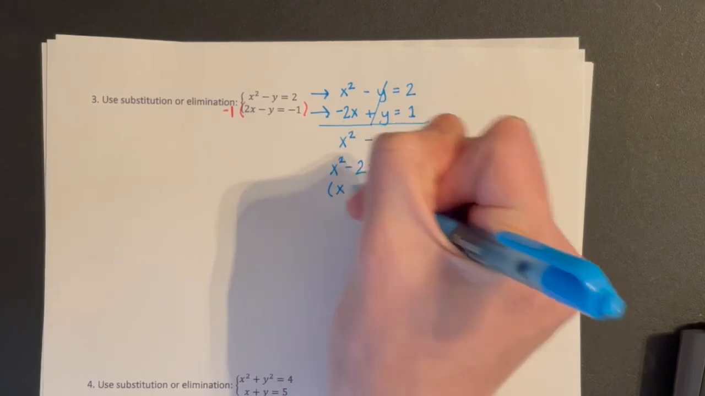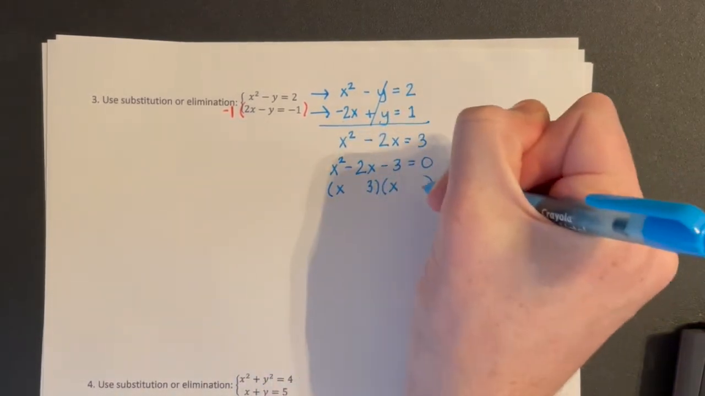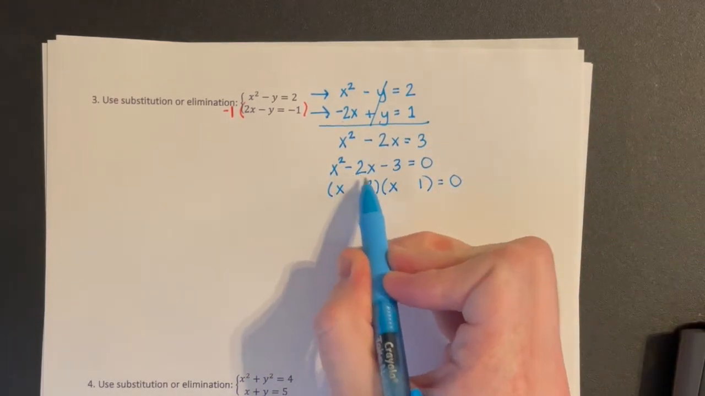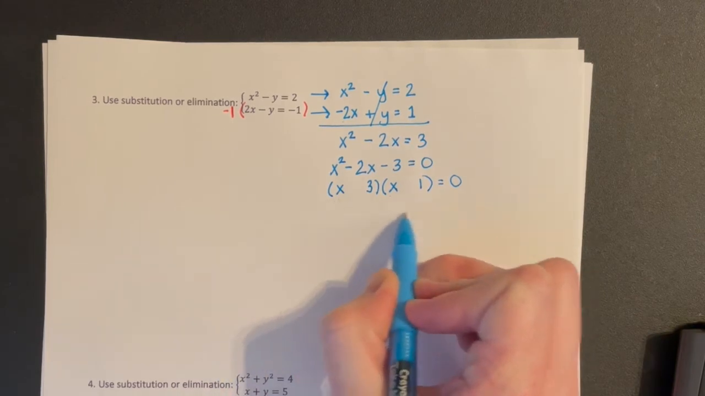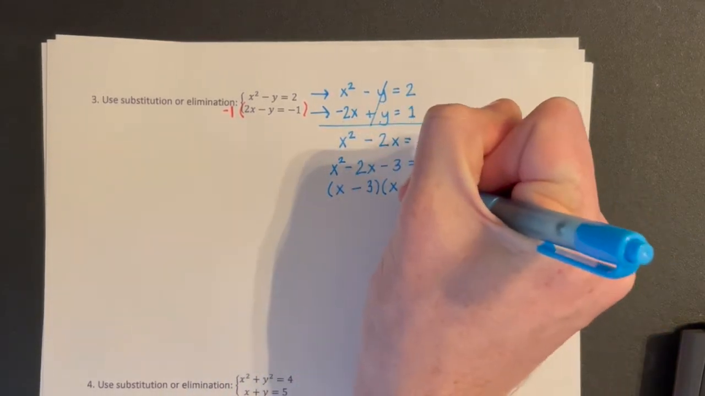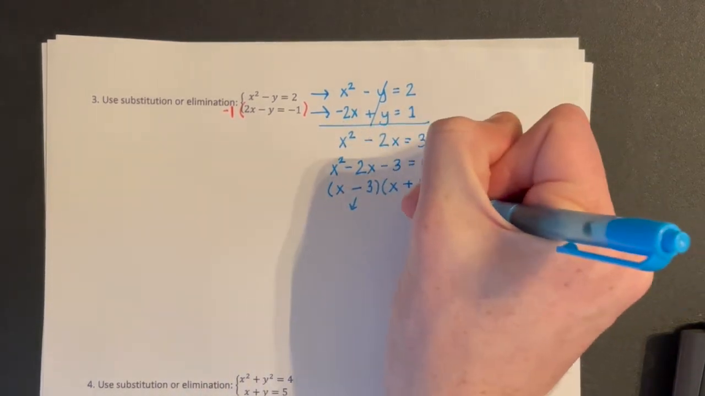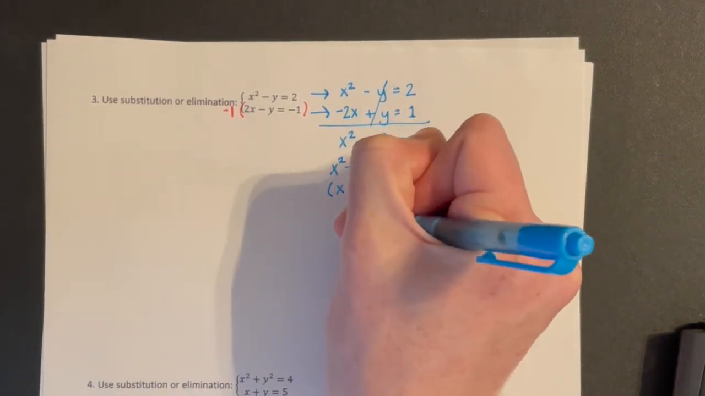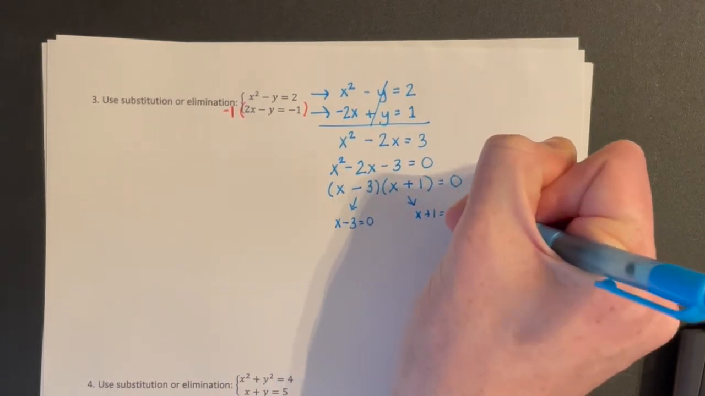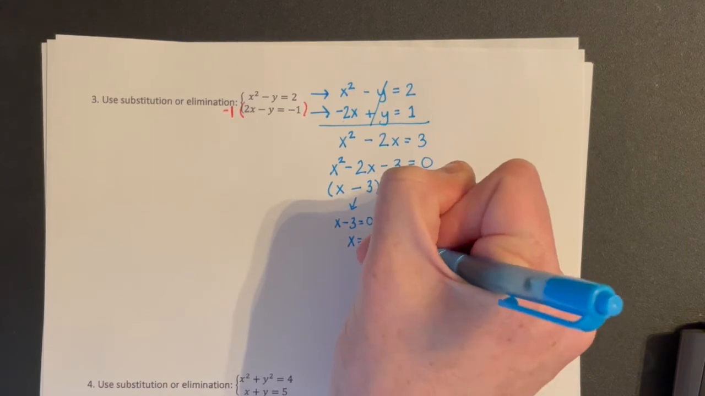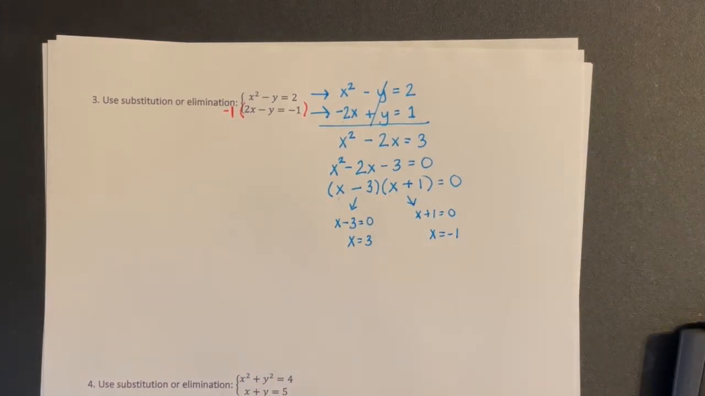x squared came from x times x. We'll look at factors of 3, like 3 times 1. That would work to give me a -2x if we have a -3x and a +1x. So I'm putting -3 and a +1 there. We solve our equation using that zero product property. So x minus 3 equals 0, x plus 1 equals 0. So x equals 3 and x equals -1. Those are our two x solutions.